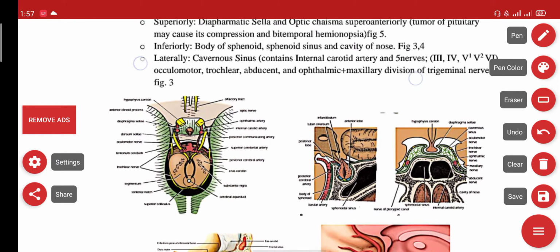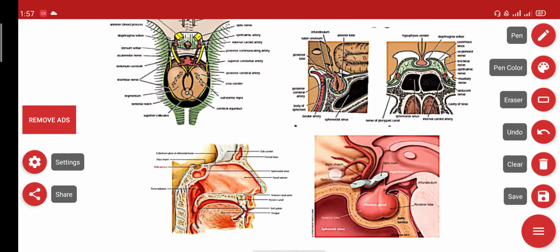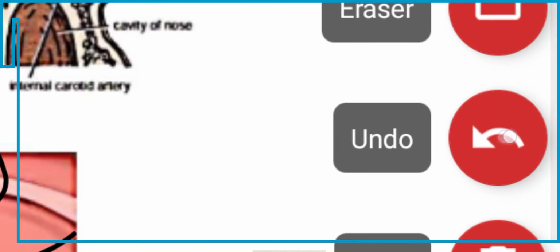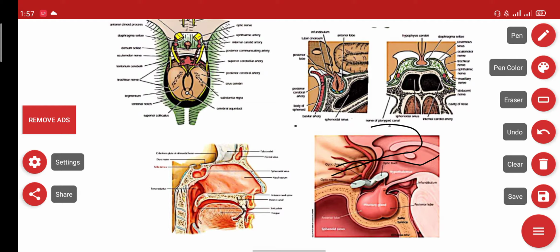You can see over here that if this is the brain, the whole brain lies above it. So this whole is your brain. The gland is present below the brain, and it is attached to the brain via a stalk, which is also called the infundibulum. Okay, so there you have all of it.